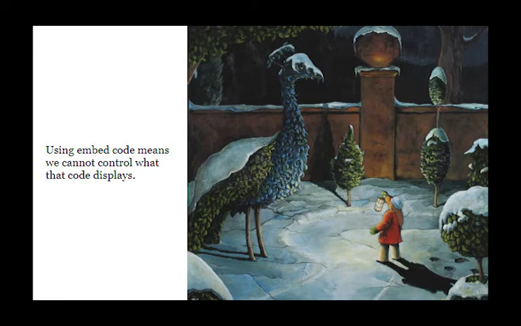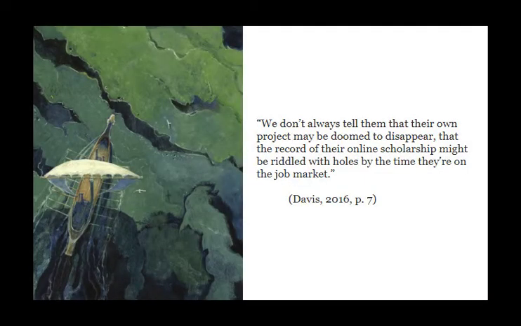They train students to become public scholars by encouraging them to conduct web-based scholarship and create rich multimedia artifacts. But they don't always tell them that their own web projects might be doomed to disappear, and that the record of their online scholarship might be riddled with holes by the time they're on the job market. So what can we do to preserve our digital scholarly work and to ensure it continues to represent the messages that we want to convey?